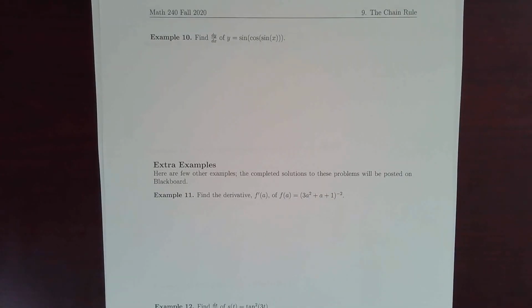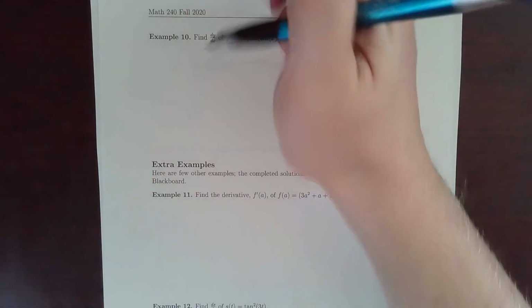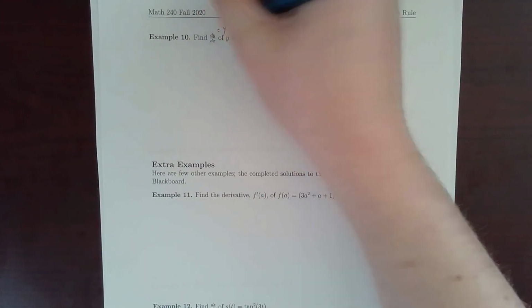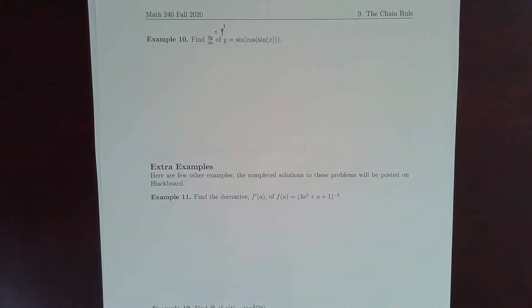Alright, this is going to be the last example we talk about. This is going to be us trying to find the derivative of this function. So this is us trying to find y prime for sine of cosine of sine of x. Now this is the chain rule you never thought you'd have to dream about.